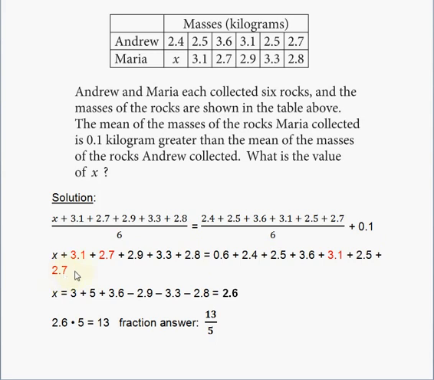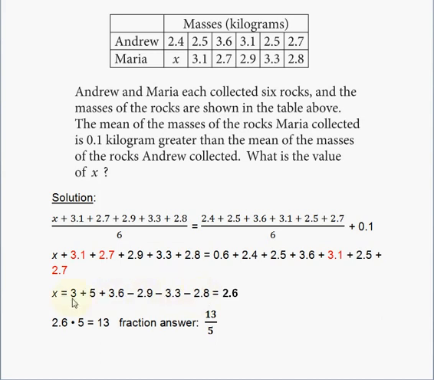Now, why did I mark these numbers with red? I marked them because these are the same numbers on both sides of the equation, right? So they will go boom, they're gone. That's why I marked them, so that you can see easily what remains. So x will be equal to 3 plus 5 plus 3.6 minus 2.9 minus 3.3 minus 2.8.